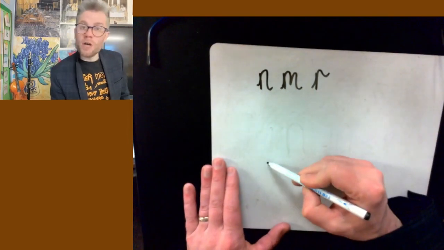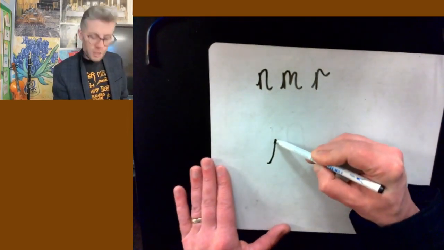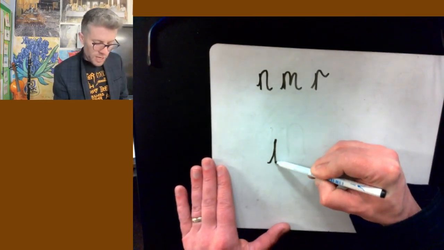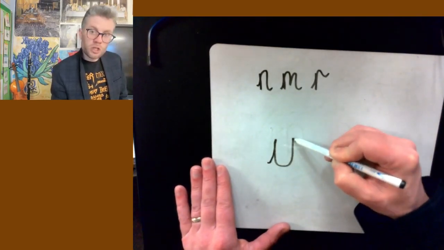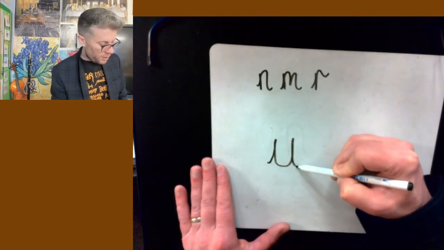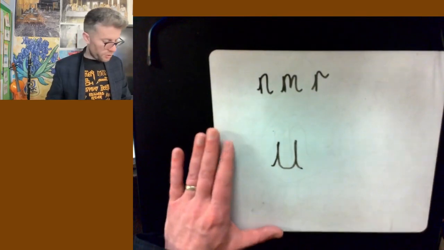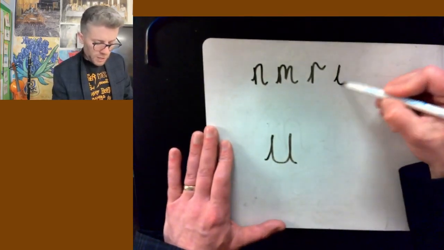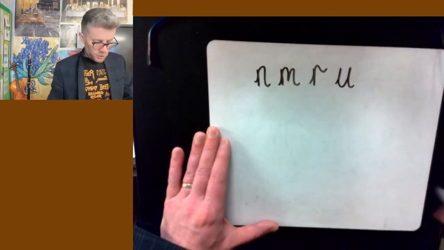What else do we have? We have U, yes, U. Starts at the bottom, go up halfway, straight back down, but then we do have a little curve, so it's slightly different. And we come back under. Where are we going to stop with U? We're going to stop at the bottom, get ready for the next letter. It's almost symmetrical, isn't it?